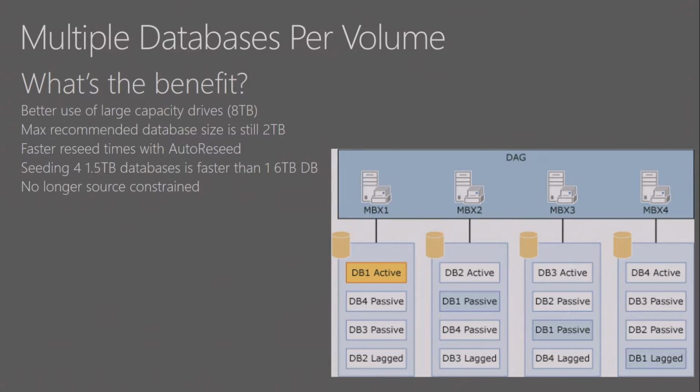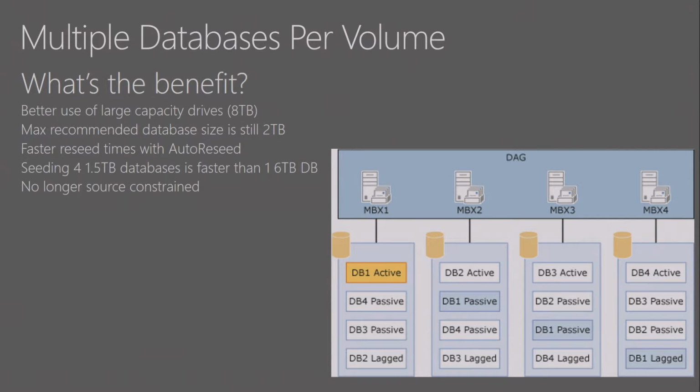Well, one is obviously the best utilization of capacity, because if we're using larger capacity drives like 8 terabytes, which are fairly common now, remember the maximum recommended database size is still 2 terabytes. So you won't necessarily see one large database there. To make the best utilization of the drive, you'd want multiple databases on it.